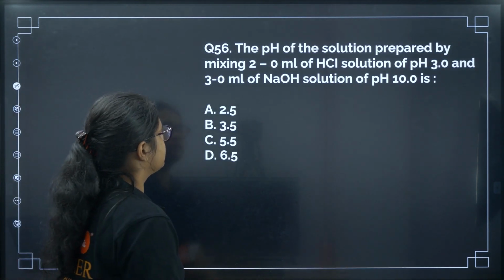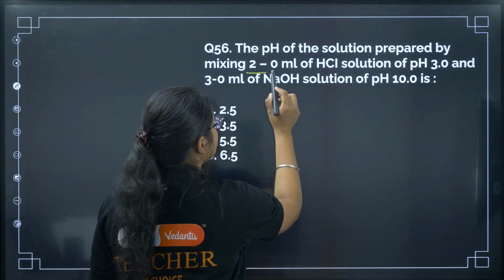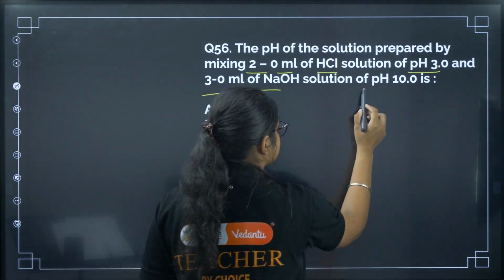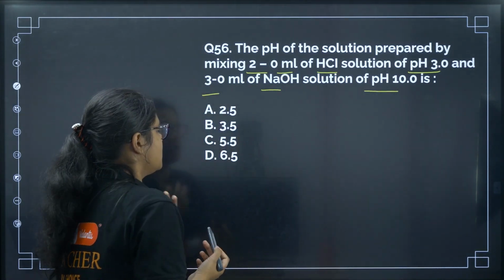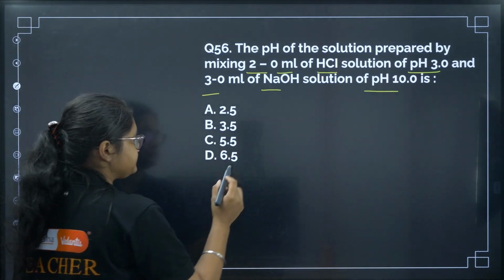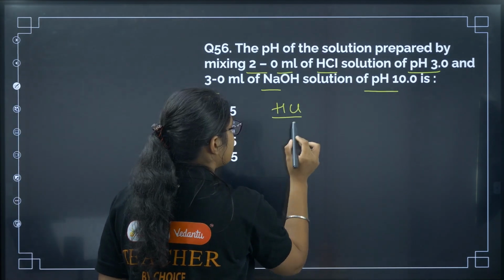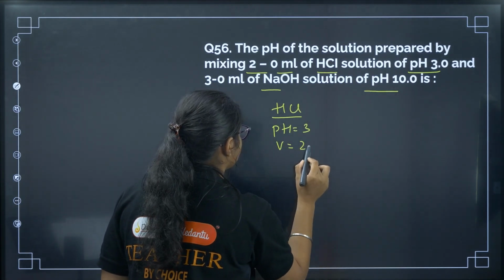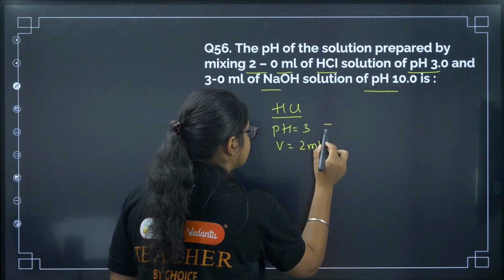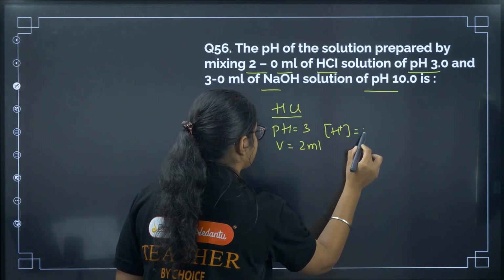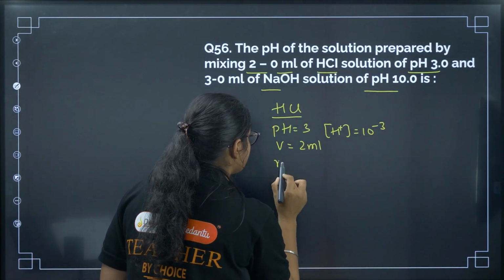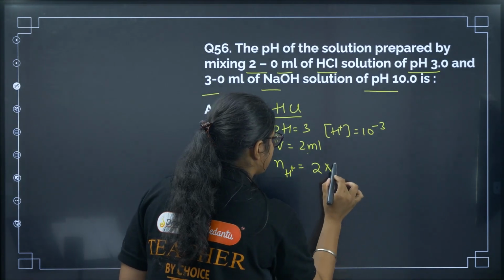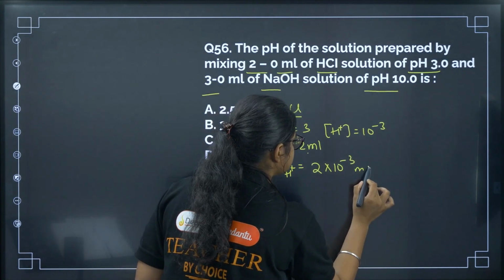Next, the pH of the solution prepared by mixing 2 ml of HCl solution of pH 3 and 3 ml of NaOH solution of pH 10 is? So we have to solve this question. We have HCl, its pH is 3 and the volume taken is 2 ml. pH 3 means the H+ concentration will be 10 to the power of minus 3. The number of moles of H+ will be molarity into volume, so 2 into 10 to the power of minus 3 millimoles.